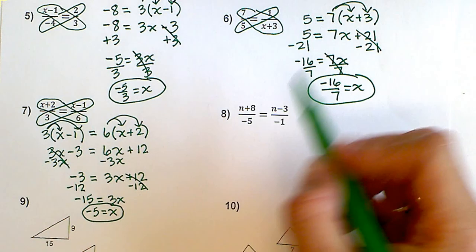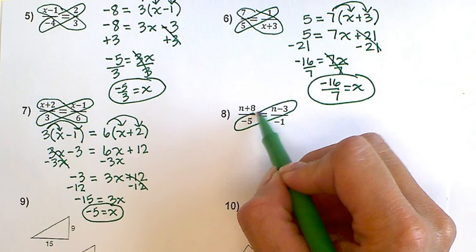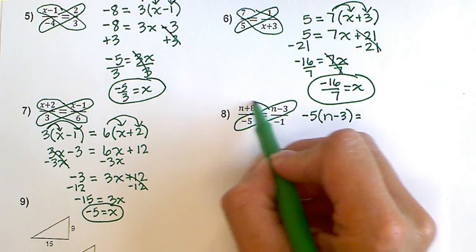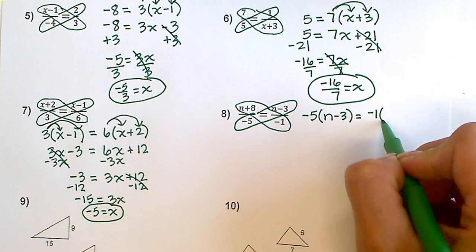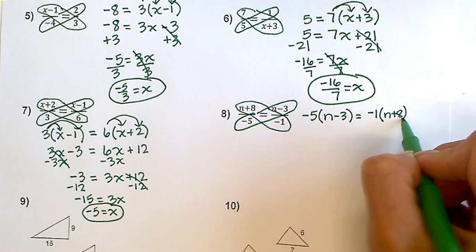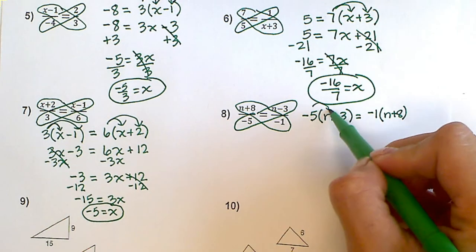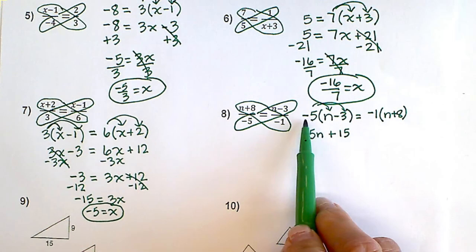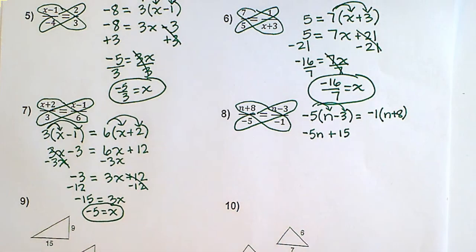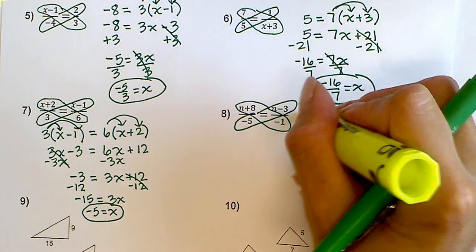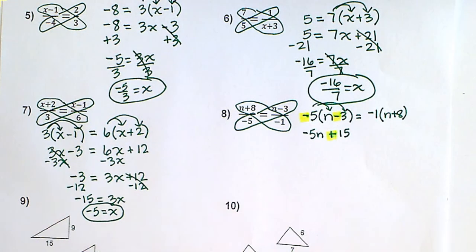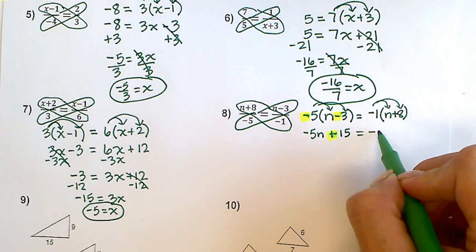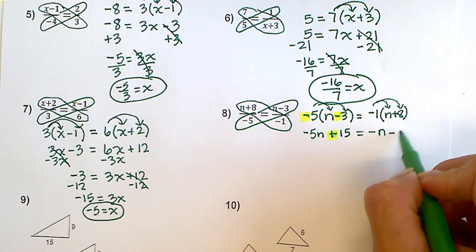And number 8, we're going to do the cross product of -5 times the quantity n minus 3 equals the cross product of -1 times the quantity n plus 8. So let's distribute, and we get -5n plus 15. Be careful, a negative times a negative is a positive. So if this would help in your notes, a negative times a negative is positive 15. Distribute the -1, and we get -1n minus 8.